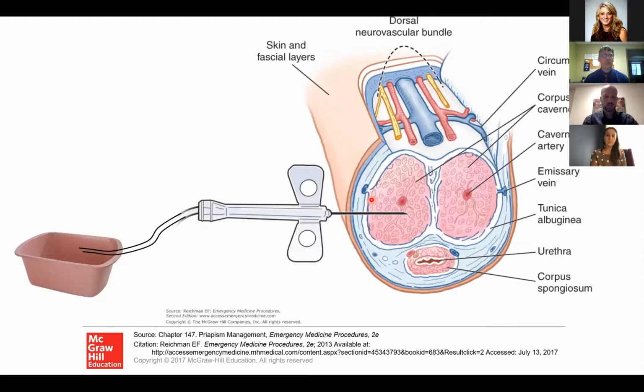We've removed far more than 5 cc's and still didn't achieve appropriate detumescence. So the advantage of this technique, like I said, is a single injection. The disadvantage of the technique is it really doesn't work. In our experience, it just didn't work very well for a couple of reasons.